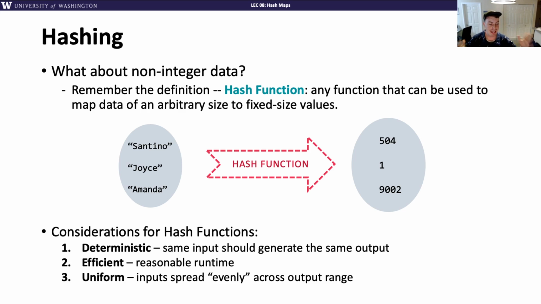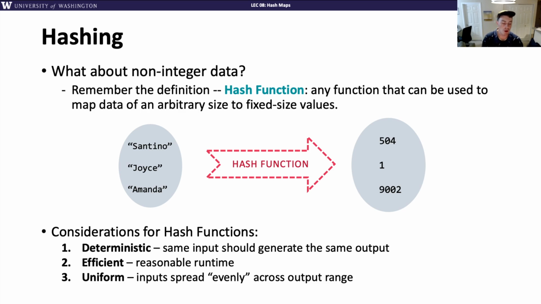How can we extend our map to work for strings, for example? Remember, our definition of hash function didn't actually say that the input had to be integers. It's really just any function that can be used to map data of arbitrary size to fixed-size values. So a hash function is any function that can turn something like strings into numbers or indices for our array.